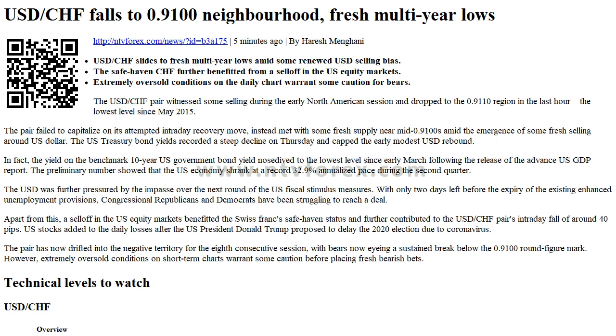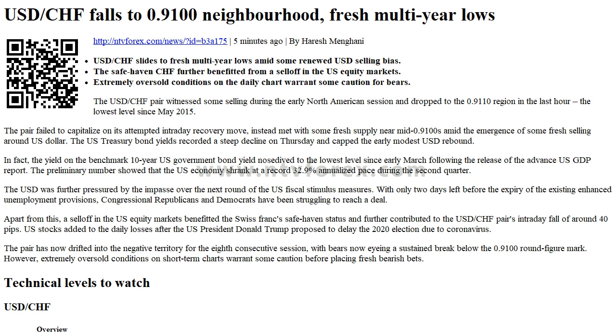In fact, the yield on the benchmark 10-year US government bond nosedived to the lowest level since early March following the release of the advance US GDP report. The preliminary numbers showed that the U.S. economy shrank at a record 32.9% annualized pace during the second quarter.